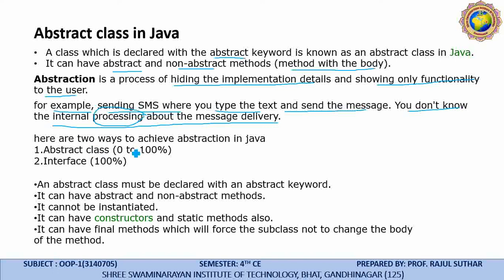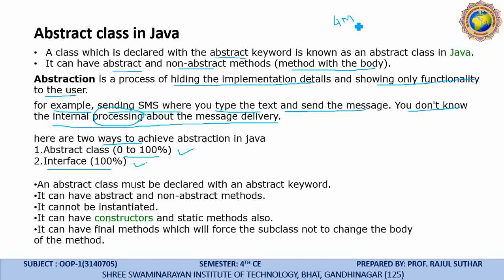Here, there are two ways to achieve abstraction in Java. The first one is an abstract class. You can say that with an abstract class you can hide from 0 to 100%, while an interface gives full abstraction. So remember this point for abstract class. This type of question is asked in the GTU exam, for 3 to 4 marks.